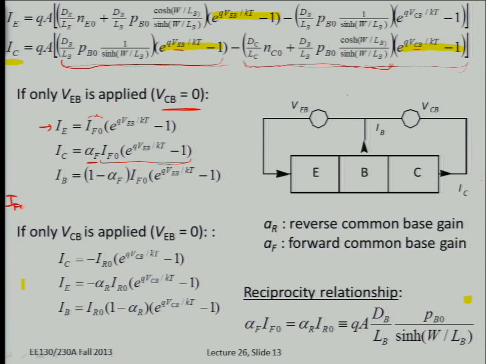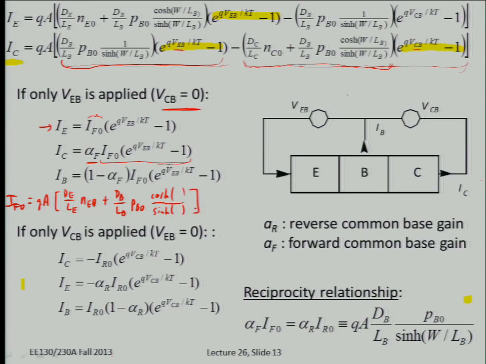IF naught is equal to QA. That's going to be a little long here, and this is only assuming a non-short emitter. I'm going to put those arguments there, but you know what's in them, right?